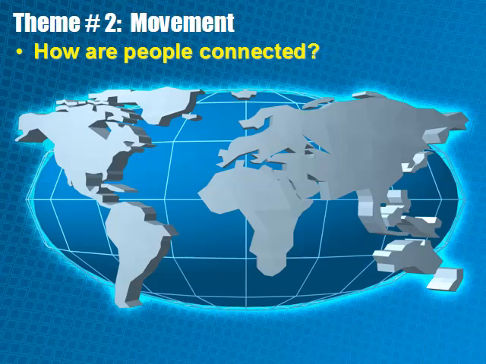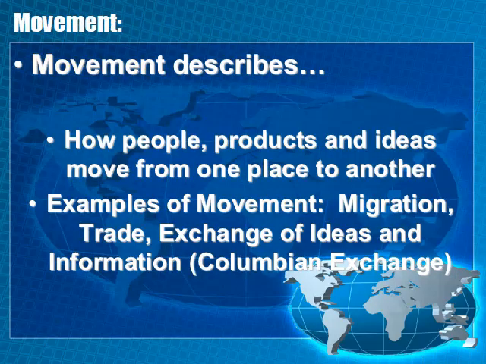The next theme of geography answers the question, how are people connected? We answer that question using a theme called movement. Movement is going to describe how people, products, and ideas move from one place to another. Examples of movement can be migration, trade, the exchange of ideas and information. One example you learned last year in U.S. history was the Columbian Exchange, or your teacher may have called it the Triangle of Trade. Those things are examples of movement.